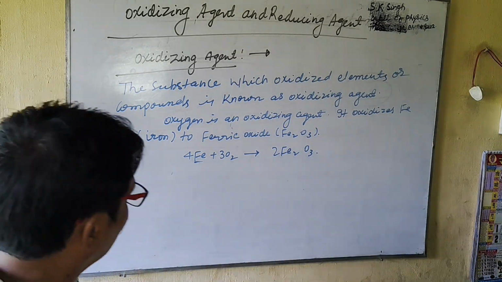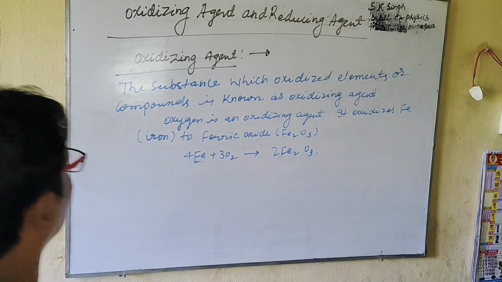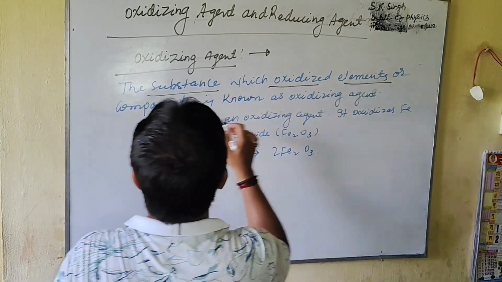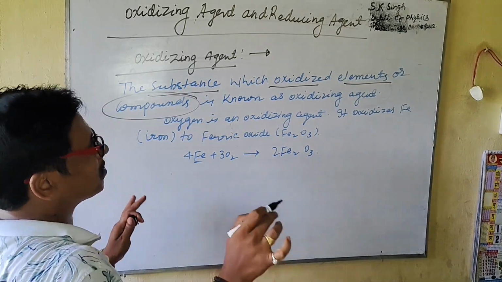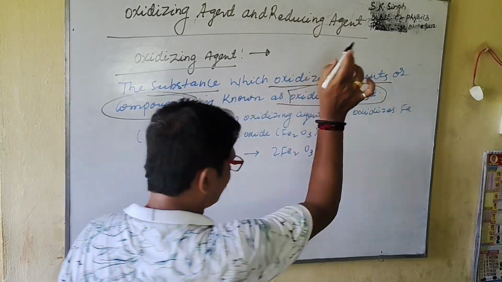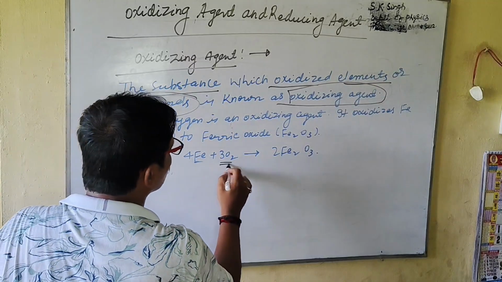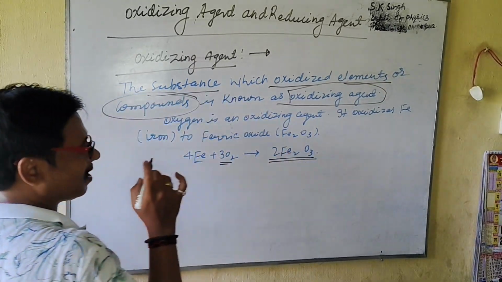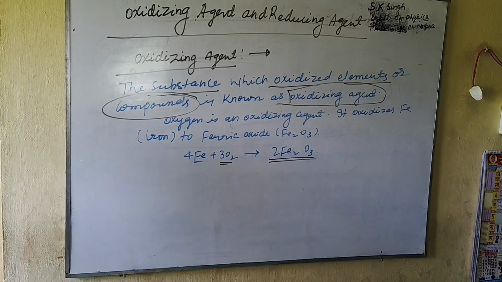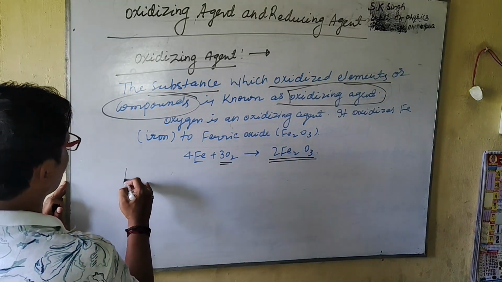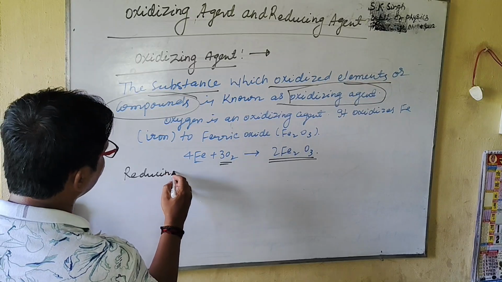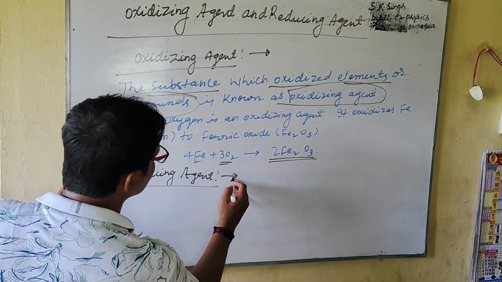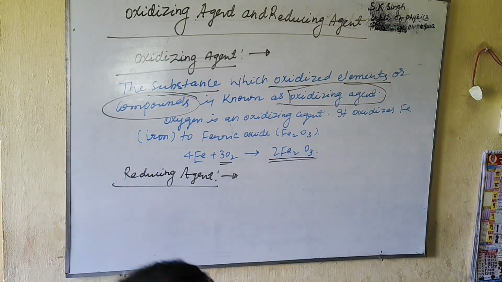What is the reducing agent? Next topic is the reducing agent. So the substance which oxidizes elements or compounds is known as an oxidizing agent. Oxygen oxidizes iron to give ferric oxide. Second is the reducing agent. So this is all about the oxidizing agent.